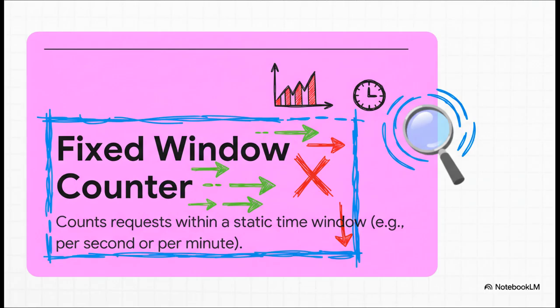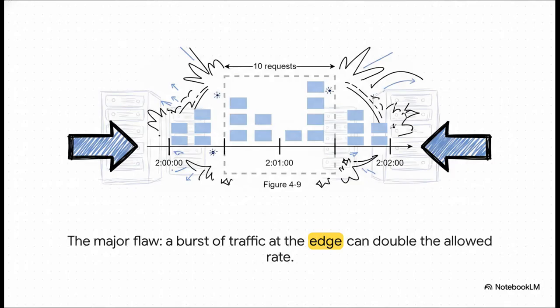Sounds easy, right? Well, it has a massive flaw, and this diagram shows that flaw perfectly. Let's say your limit is 10 requests per minute. Well, what if a user sends 10 requests in the last 30 seconds of one minute and then sends another 10 requests in the first 30 seconds of the very next minute? Uh-oh, they just sent 20 requests in a 60-second span. That's double your limit. This problem at the edge of the windows can totally defeat the purpose of your rate limiter.